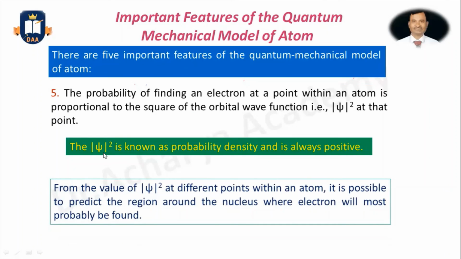What does the psi square value predict? From the psi square value at different points within an atom, it is possible to predict the region around the nucleus where the electron will most probably be found. Psi square is the probability density. So where the density is higher, there the probability of finding the electron is maximum around the nucleus.